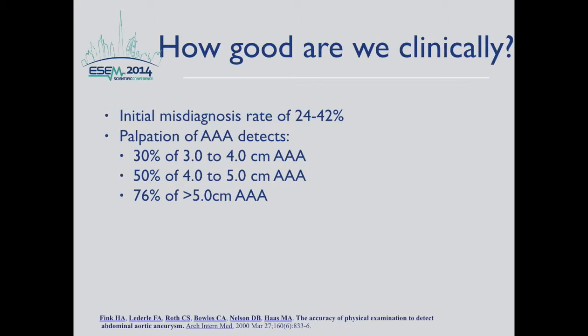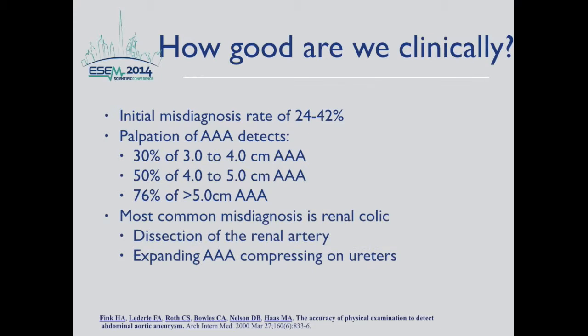These numbers reflect that clearly our physical exam is not accurate. The most common misdiagnosis is renal colic. That's because either the aneurysm can cause dissection of the renal artery, or the expanding aneurysm can compress the ureters and cause hydronephrosis.